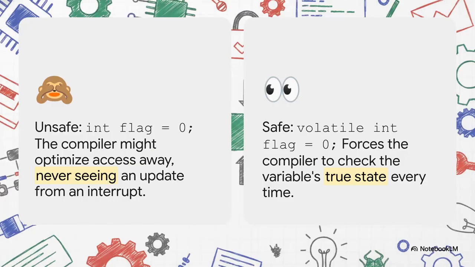And here's how we fix it. Without that special word volatile, the compiler tries to be clever. It looks at the main code and thinks, hey, this flag variable never changes here, so to be faster, I'll just cache its value in a register and stop checking it. But then the interrupt happens. It changes the flag in memory, but the main code never sees it because it's looking at the old cached value. By adding volatile, we're telling the compiler, don't be clever. This thing can change at any time. You must go and read it from memory every single time.